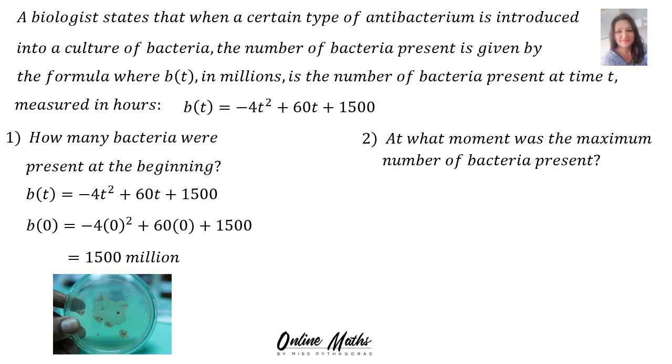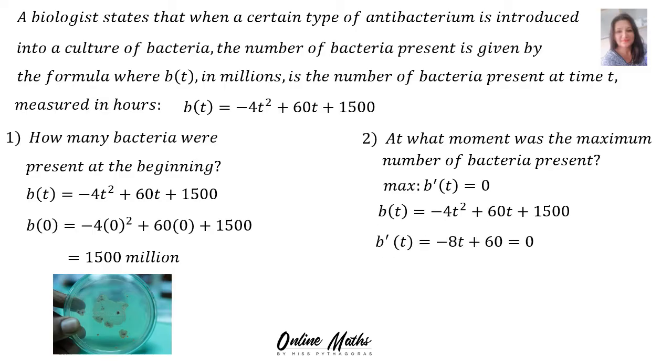Question 2 says, at what moment was the maximum number of bacteria present? Maximum, minimum, differentiate, equate to 0. Therefore, you will take the original equation, you will find the derivative, and it becomes minus 8t plus 60 equals 0, and you solve t. The 60 walks across, we will divide by minus 8, and we will see that at time 7,5 hours, the maximum number of bacteria was present.